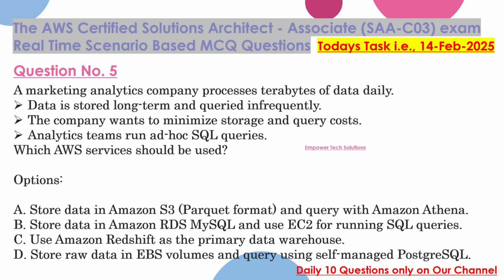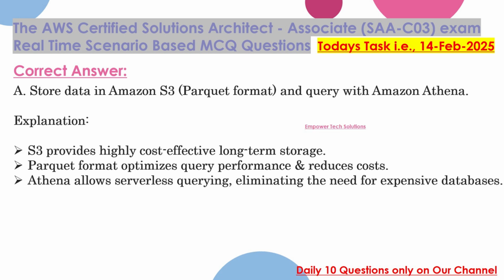Options: A. Store data in Amazon S3, Parquet format, and query with Amazon Athena. B. Store data in Amazon RDS MySQL and use EC2 for running SQL queries. C. Use Amazon Redshift as the primary data warehouse. D. Store raw data in EBS volumes and query using self-managed PostgreSQL. Correct answer: A. Store data in Amazon S3, Parquet format, and query with Amazon Athena.